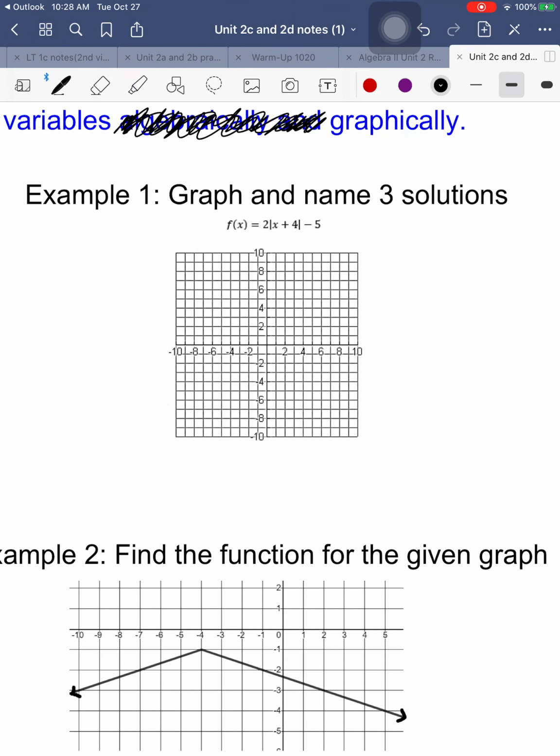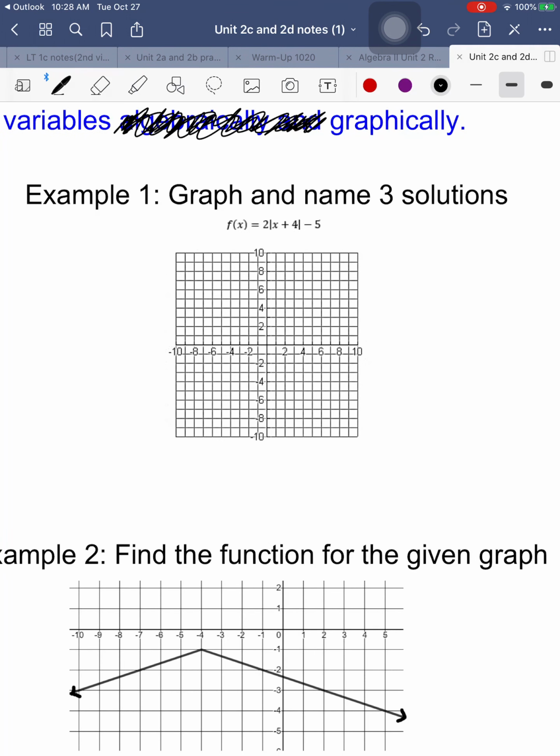Example 1 here, we need to graph this. So this is really just very similar to Unit 1. I'm going to highlight how to graph dilations a little bit more, so that's what I'm going to do here. And then we're going to name 3 solutions. So we're going to be able to pick out 3 solutions for this graph. So the steps to graph.